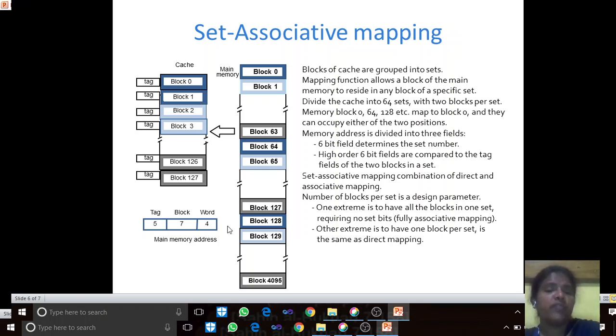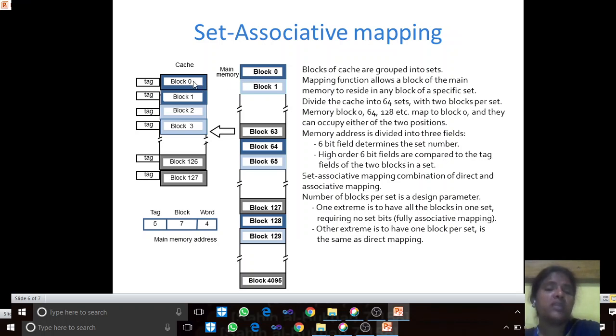The 6-bit field determines the set number. The high order 6-bit fields are compared to the tag field of the two blocks in the set. So set associative mapping is a combination of direct and associative mapping.